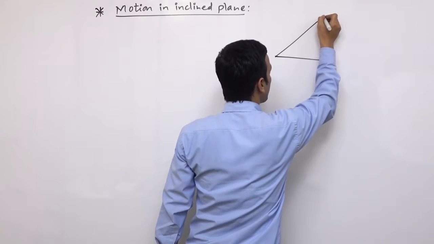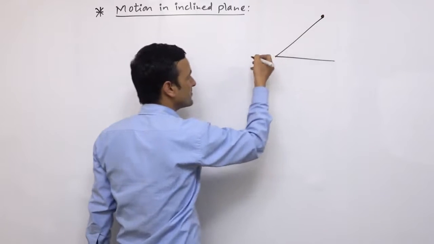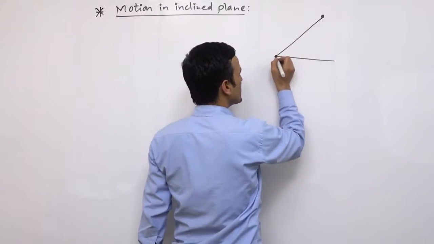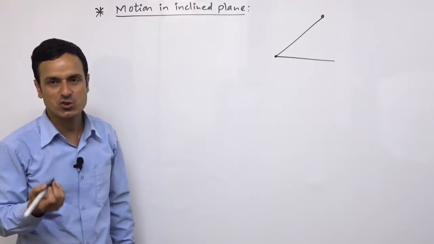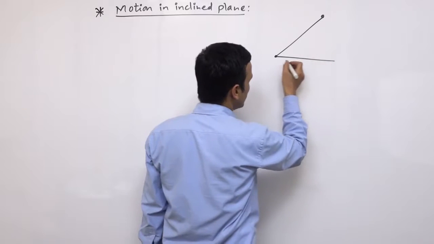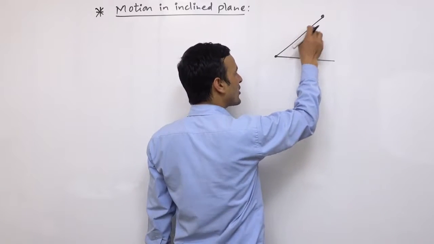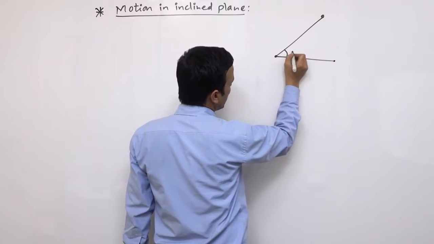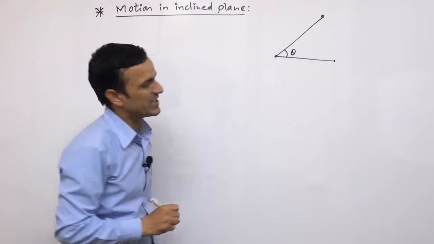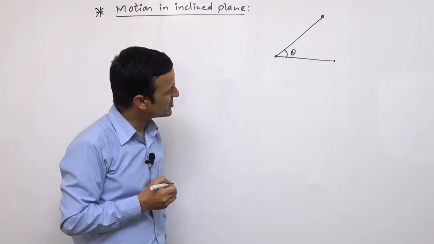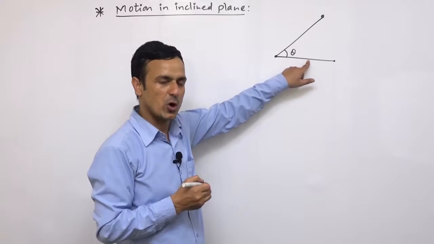So if the body is sliding down from this position or a body is projected upward from this position in inclined plane, that means slope, then what will be the equation of motion? We can study over here. So the inclined plane makes the angle with the horizontal line, theta. That means theta is the angle of inclination with the horizontal line.